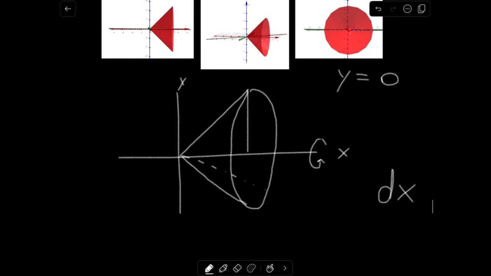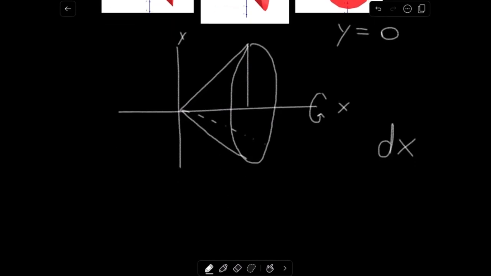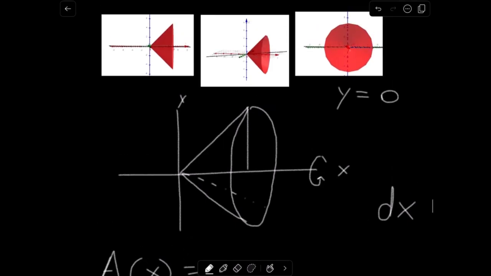Okay, so great. I know I'm using dx. Let us get my cross-sectional area. So I just like to write it as A of x, area of x, and that's equal to. Now, this is probably the trickiest part of this. It's not really tricky, it's just the most confusing part of this. If you can get this, the section is a piece of cake.